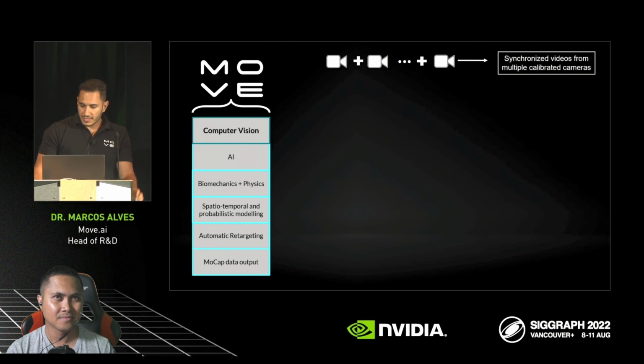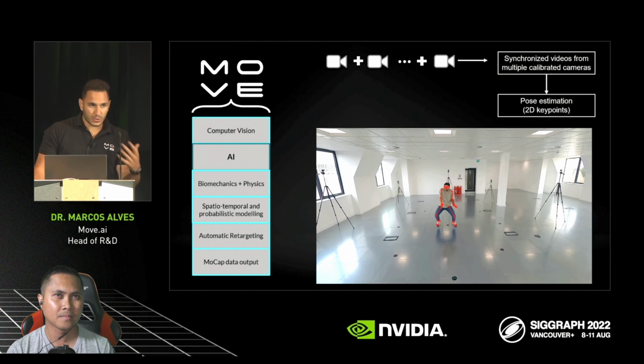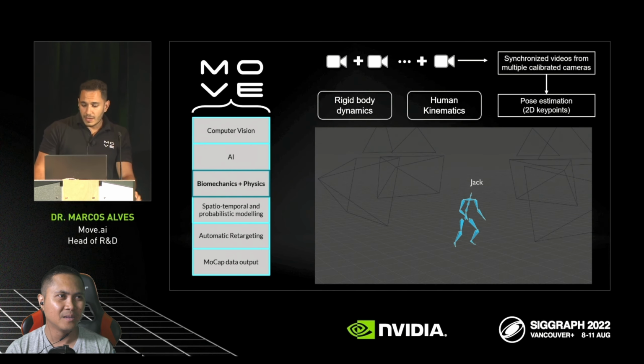So our system takes as an input a set of synchronized videos that come from calibrated cameras. And into each one of these videos, we run human pose estimation. So you can see an example there. We track around 29 key points on the human body. He's having fun. And then we build a kinematic model of the human body with a specific number of degrees of freedom. And we also model the rigid body dynamics of the skeleton.